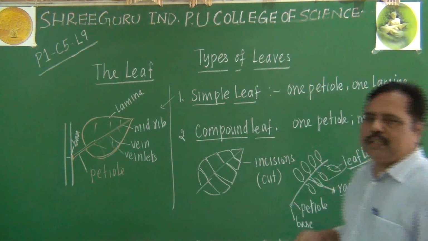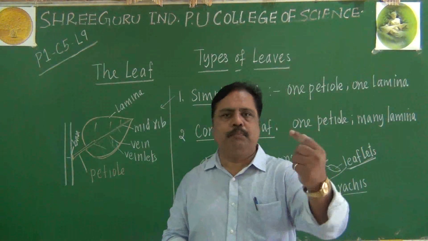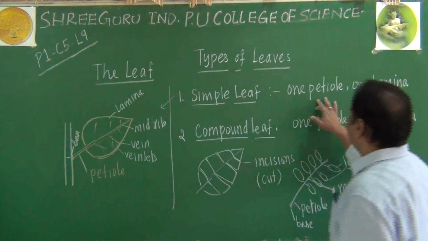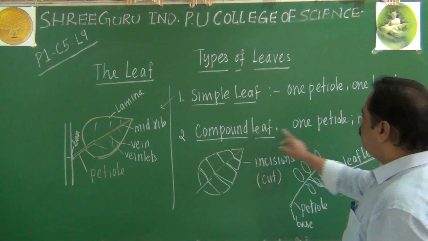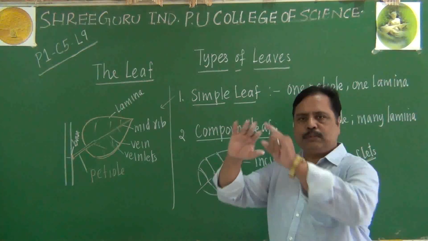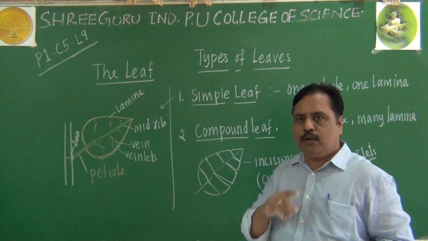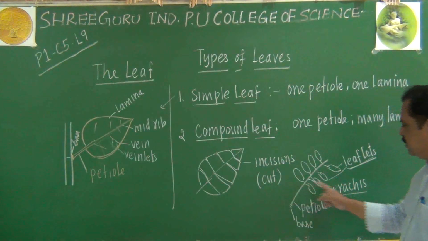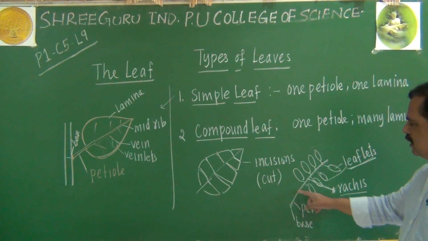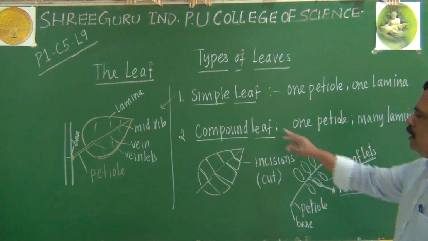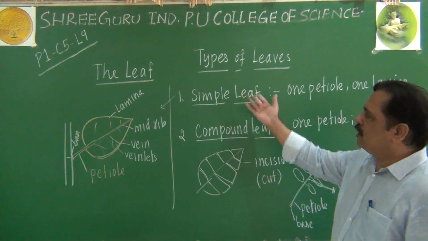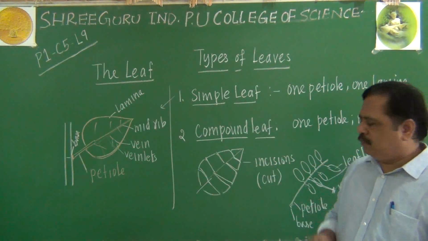There are two major types of leaves: simple leaf and compound leaf. A simple leaf will have one petiole, one lamina. A compound leaf will have one petiole, many lamina. Those many lamina are arranged over the rachis. This is the petiole, this is the base. This is the complete leaf called a compound leaf, not a simple leaf. Okay, these are the two major types of leaves.